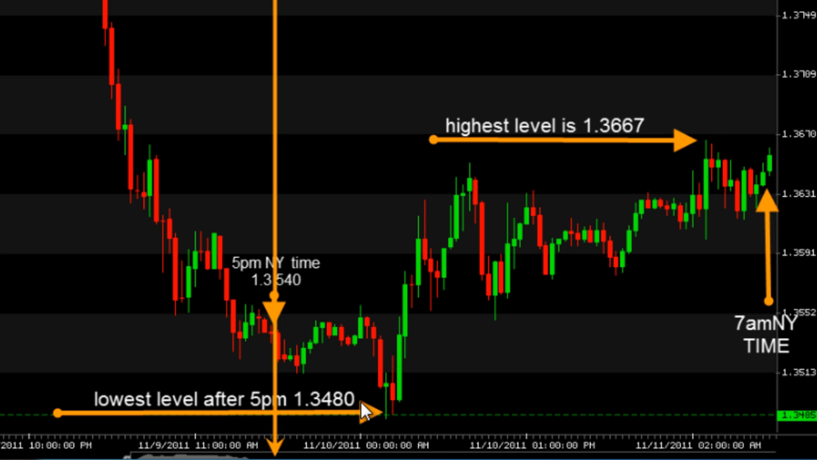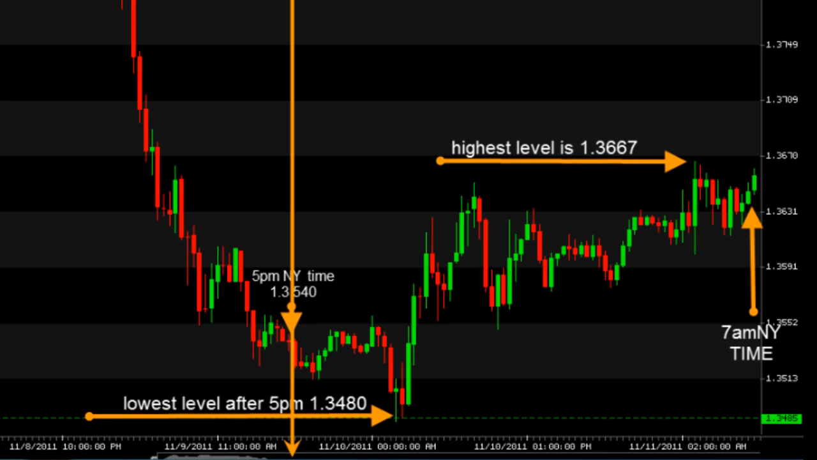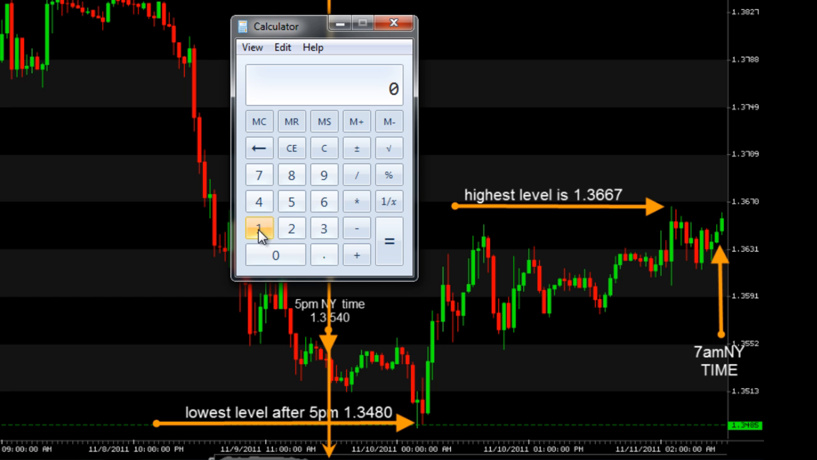But you're going to take from the lowest to the highest point and calculate how many pips the price has moved while you were sleeping or while you were away from your computer. Now you can either do this manually or just take a calculator. You can subtract 1.3667 minus 1.3480, and you have 187 pips.